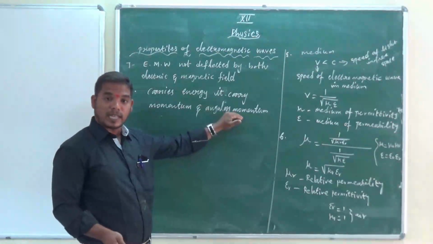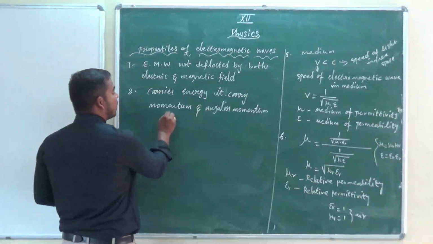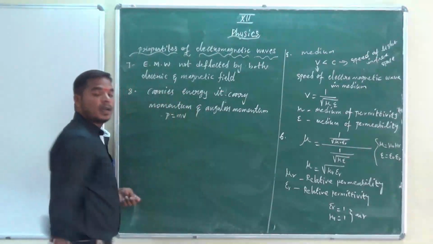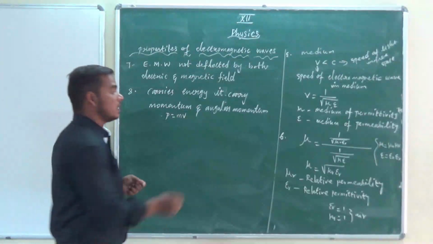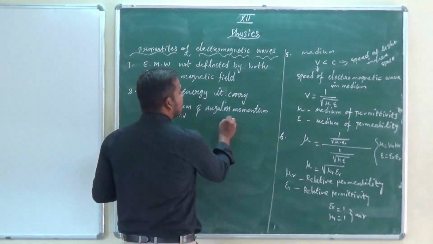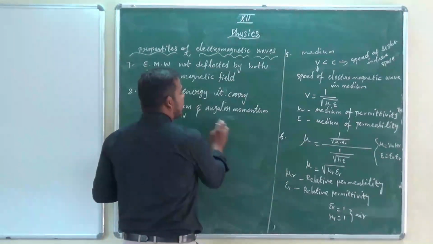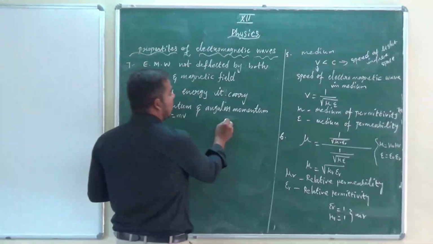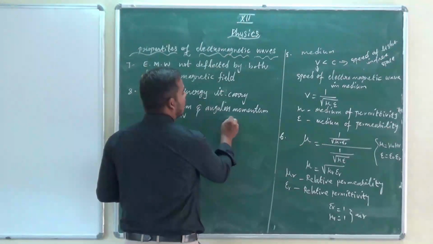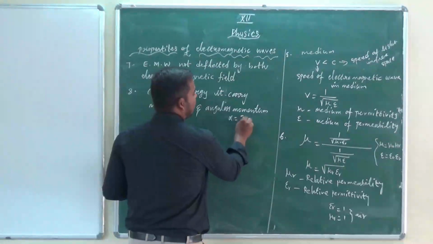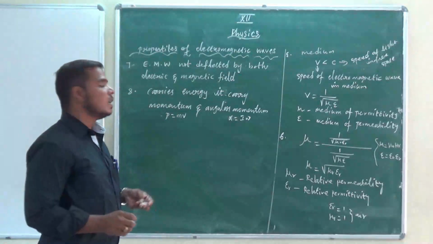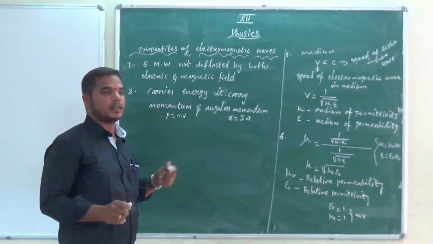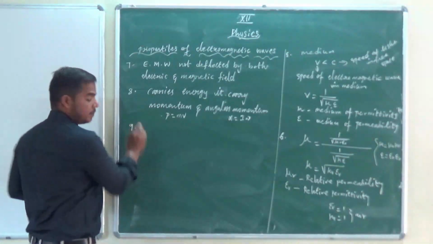What is momentum? What is angular momentum? Momentum is represented by p is equal to mv. Angular momentum is represented by L is equal to I omega. This is just other information. Okay, got it. Ninth point.